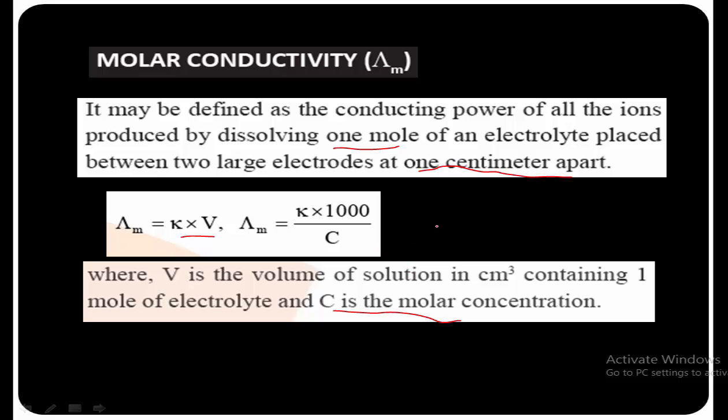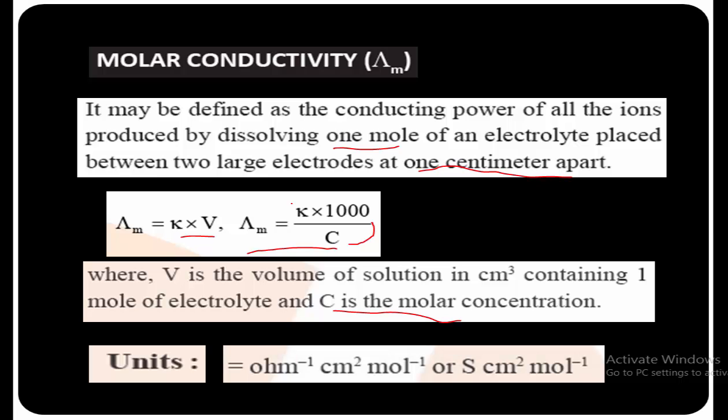So as we know, molarity is nothing but the number of moles of solute dissolved in 1 liter of solution. By substituting that equation we will get K into 1000 divided by C. So remember this expression to find the molar conductivity. And here the unit of molar conductivity is per ohm square centimeter per mole, or Siemens square centimeter per mole. This is the unit of molar conductivity.